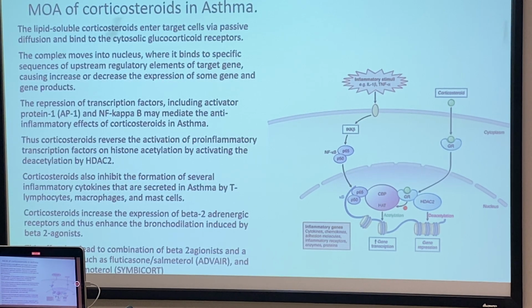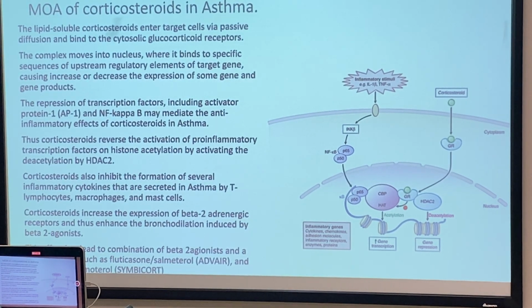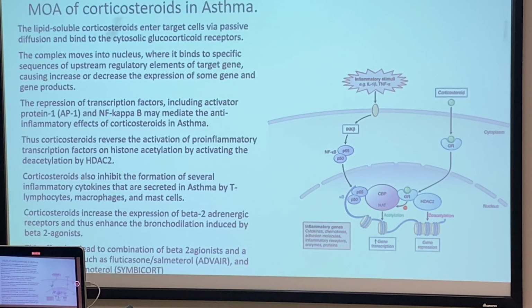Corticosteroids also inhibit the formation of several inflammatory cytokines that are secreted in asthma by T lymphocytes, macrophages, and mast cells. They inhibit the formation. If you inhibit the formation of those cells, they are the ones causing the pro-inflammatory agents, which include cytokines and leukotrienes. So by inhibiting their formation, corticosteroids decrease the production of pro-inflammatory agents. Okay? So know that each paragraph will tell you how corticosteroids increase the bronchodilation, and how combination therapy with the corticosteroids and the beta-adrenergic receptor agonist increases the effect.